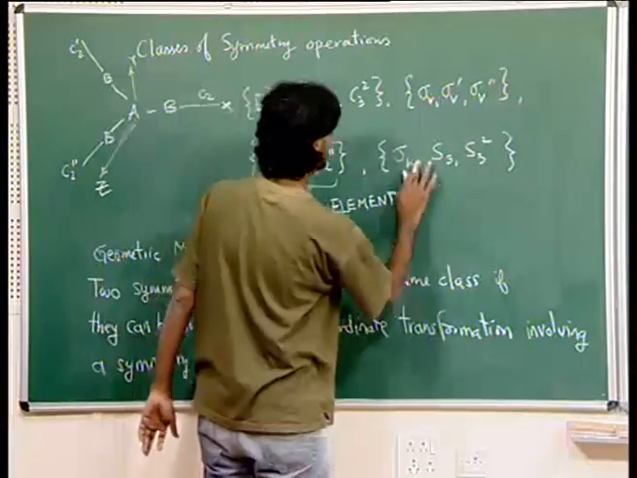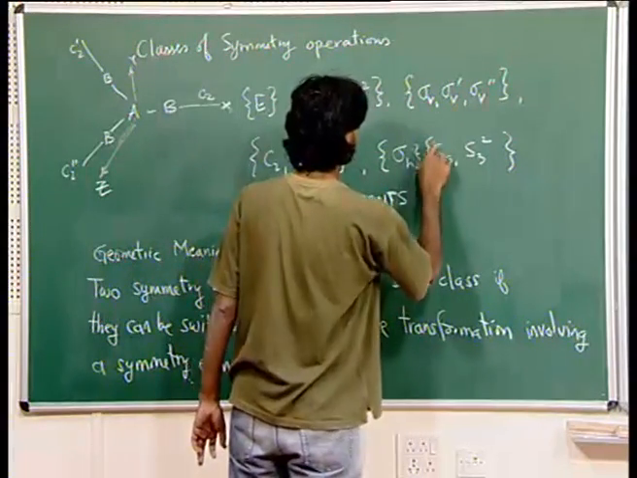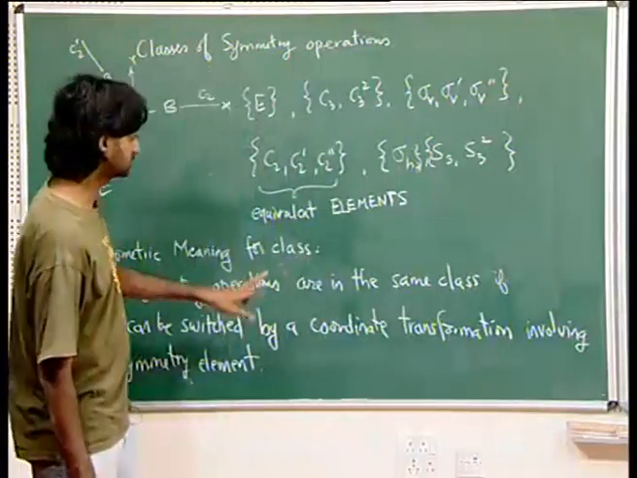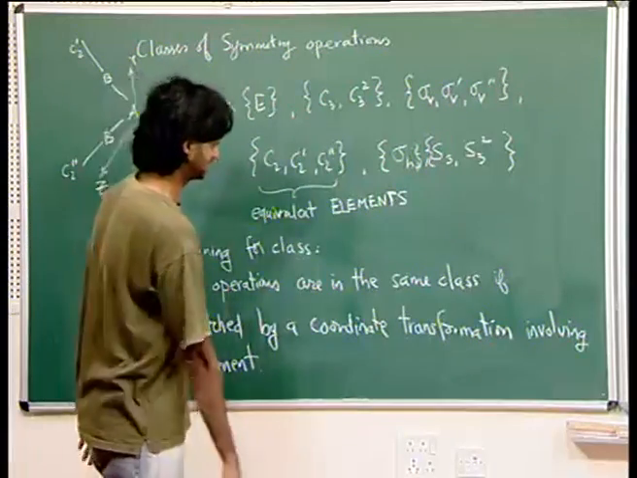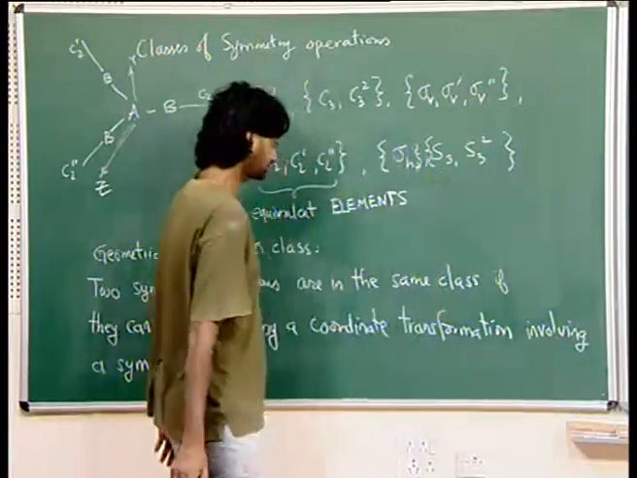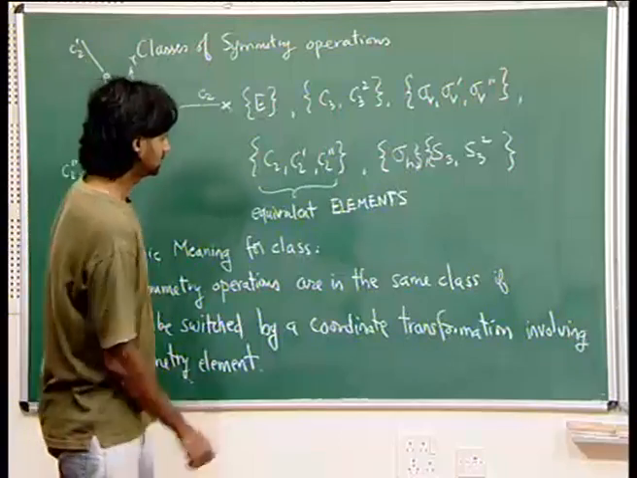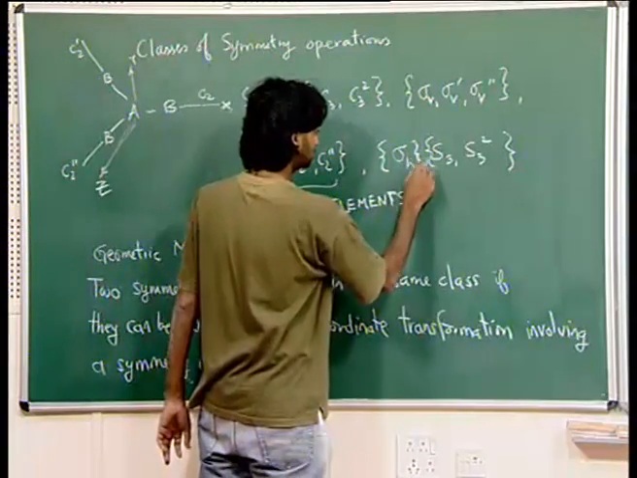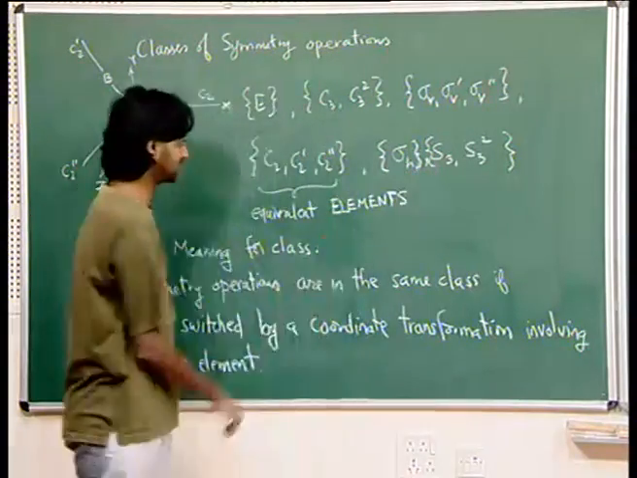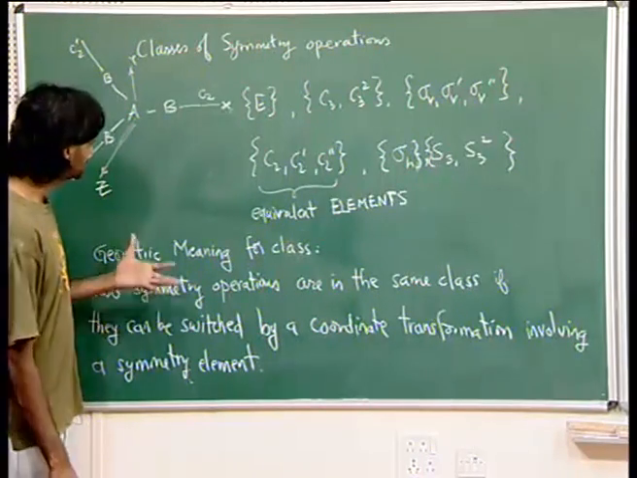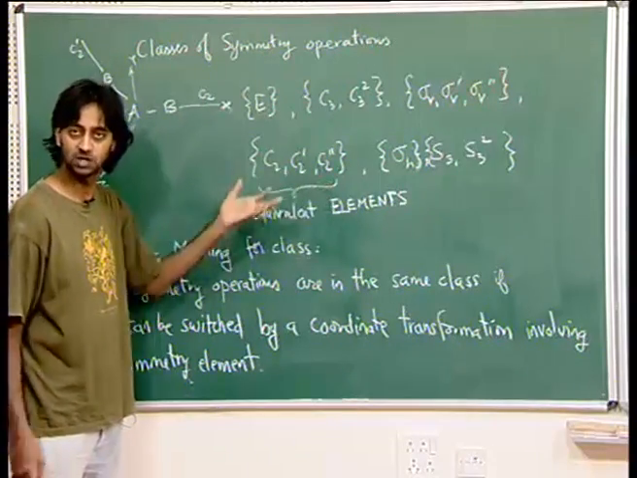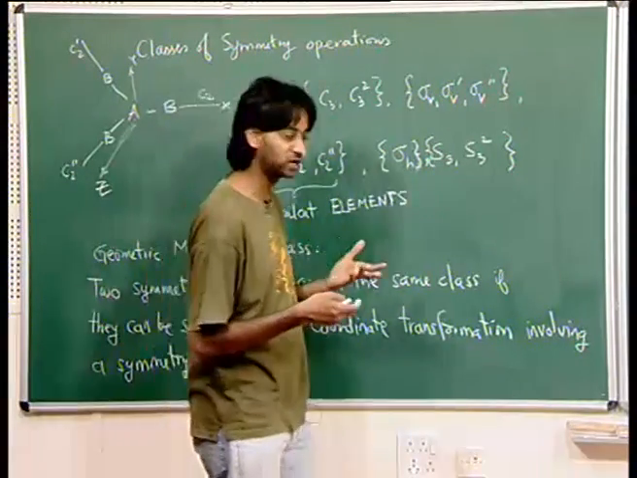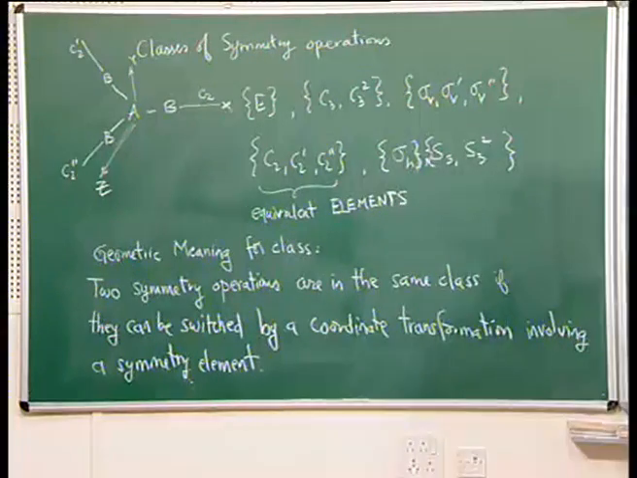Actually, sigma h is in a class by itself, and S3 and S3 square are in a class by themselves. So what we notice is that the classes are generated by equivalent elements, and in a sense the elements in a class are essentially the same operation. You just look at them in a different coordinate system and they look like the same operation.